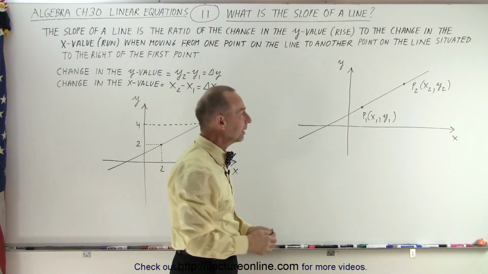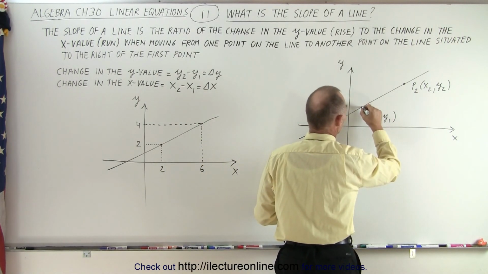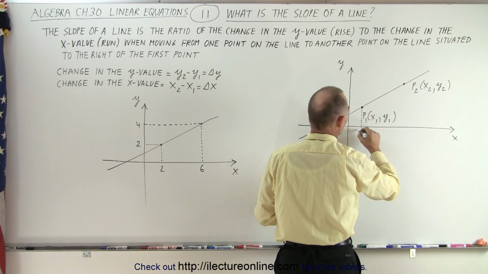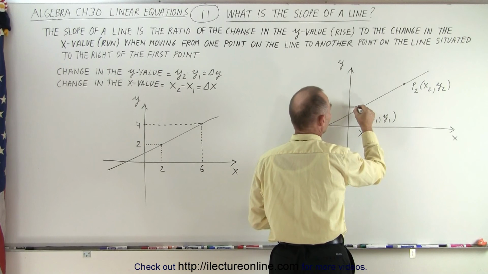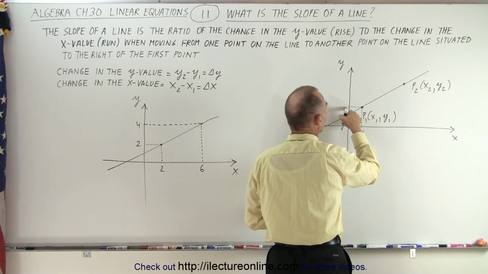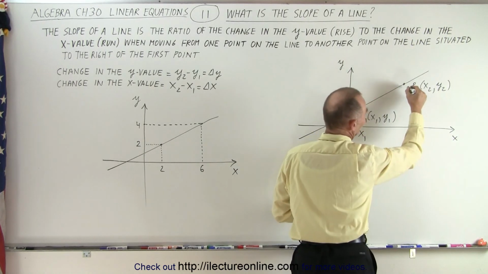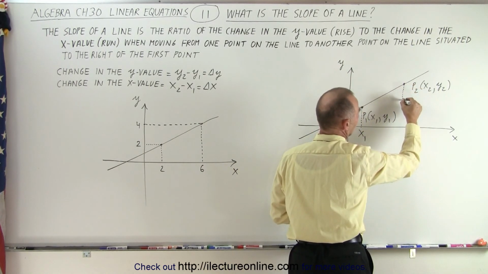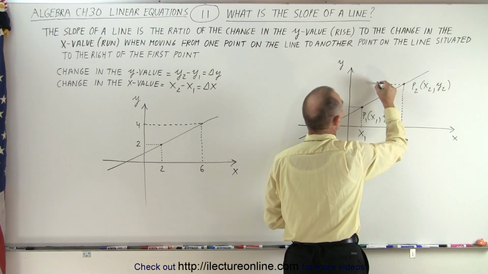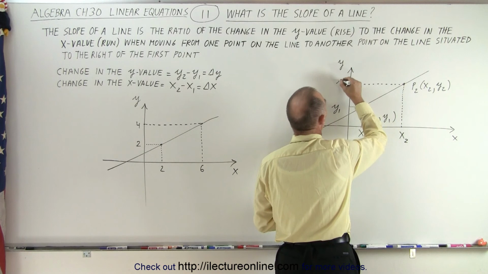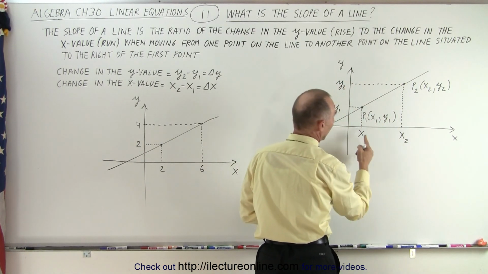Let's illustrate that a little bit better. So first of all, let's draw a line from point 1 straight down to the x-axis. So this is the x1 value of our first point. And let's draw a horizontal line from that point to the y-axis, and this would be the y1. We can do the same for the second point. Let's draw a line straight down, and that would be x2, and let's draw a line straight across, and this would be y2.